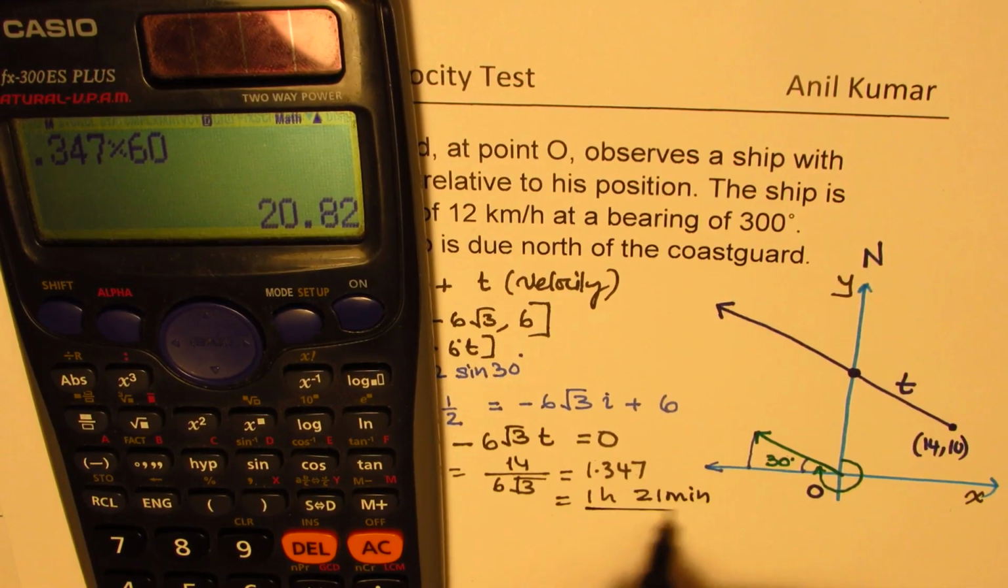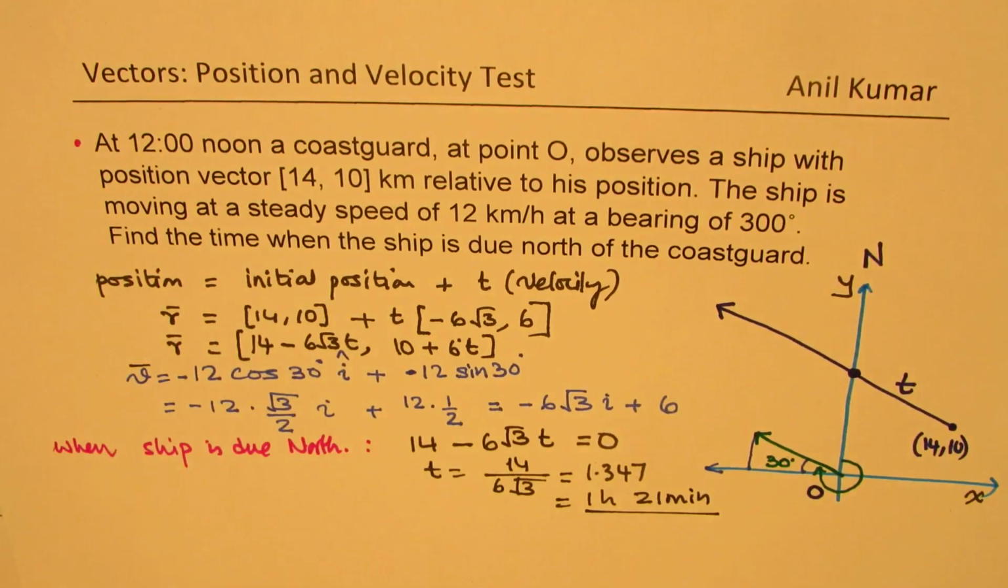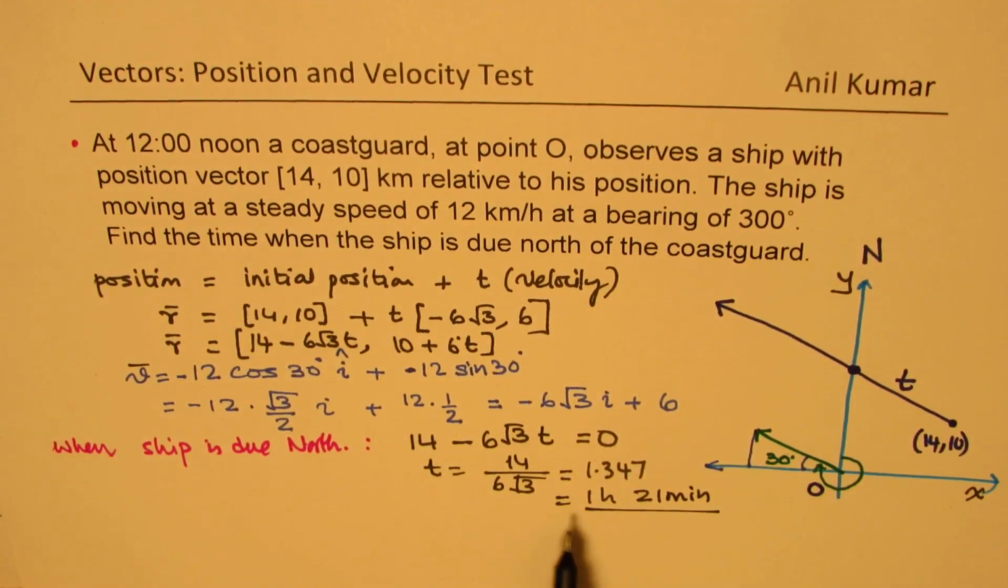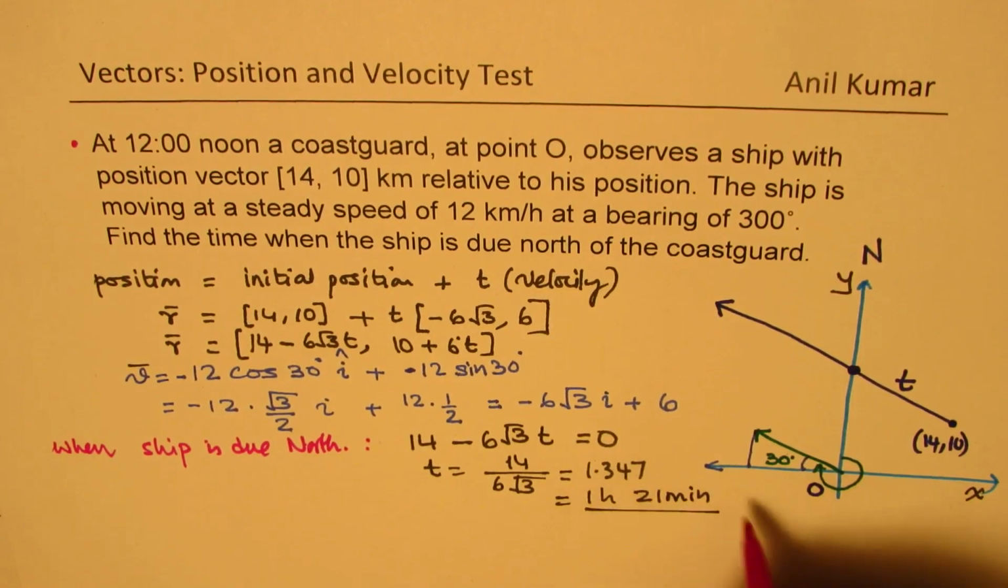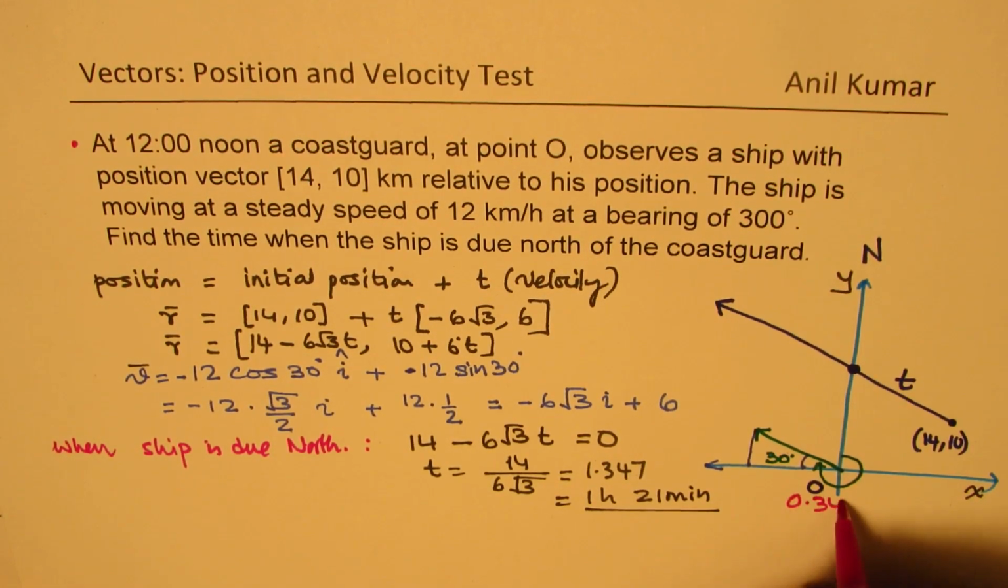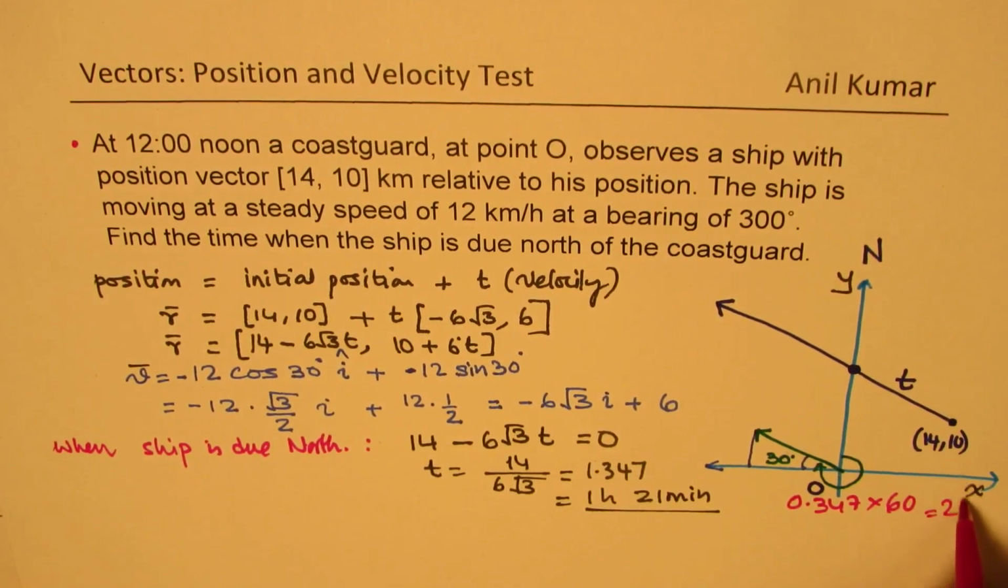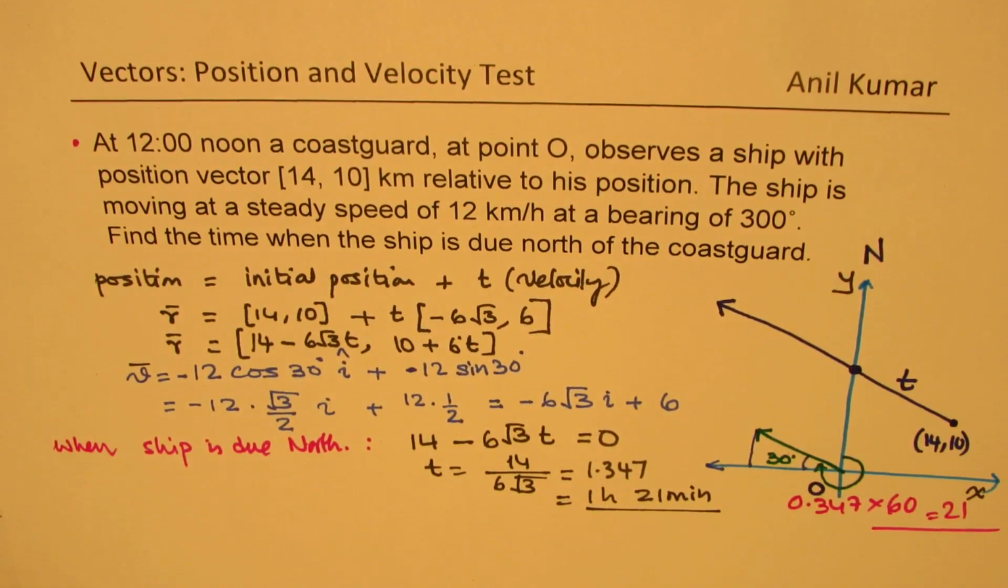Is it clear? So that is how we could actually solve this. We found this 21 minutes by multiplying 0.347 by 60, which is 21. So that is how we are going to solve this question. Does it make sense to you? Now there could be an extension to this question.